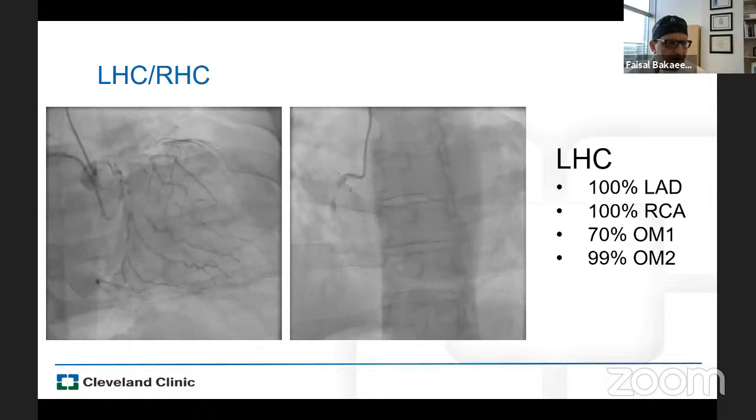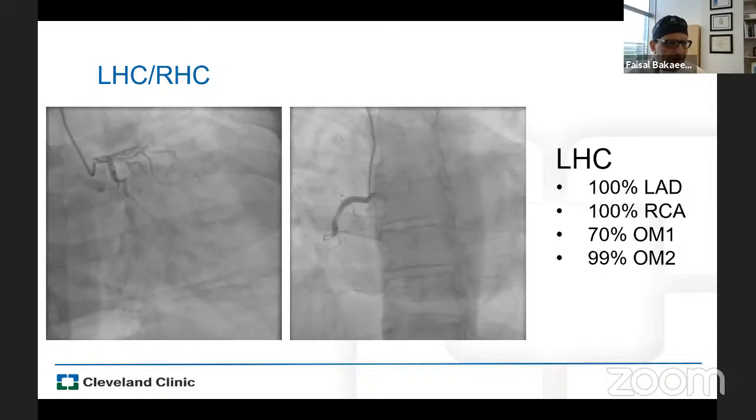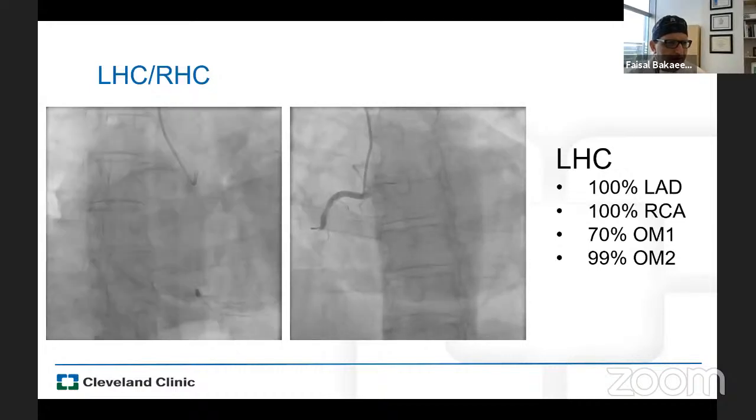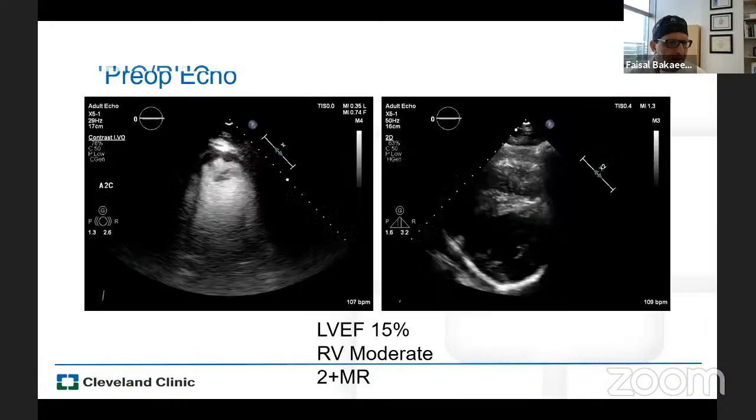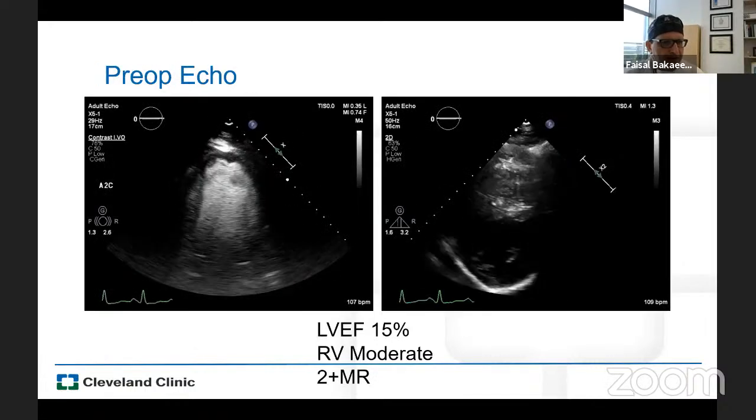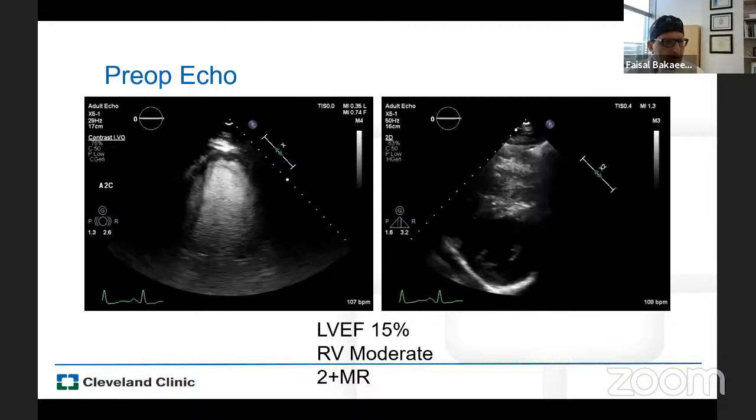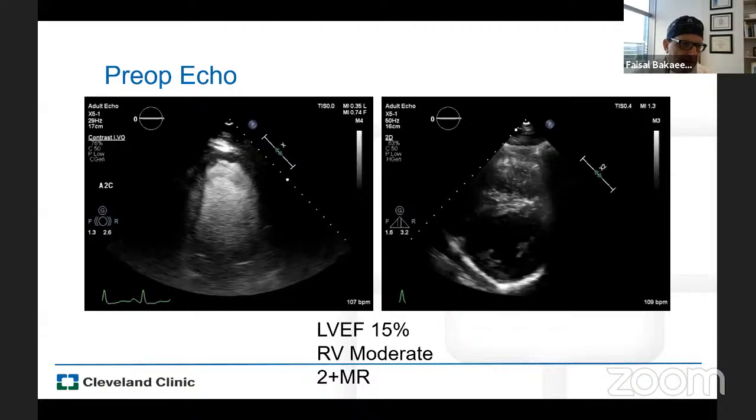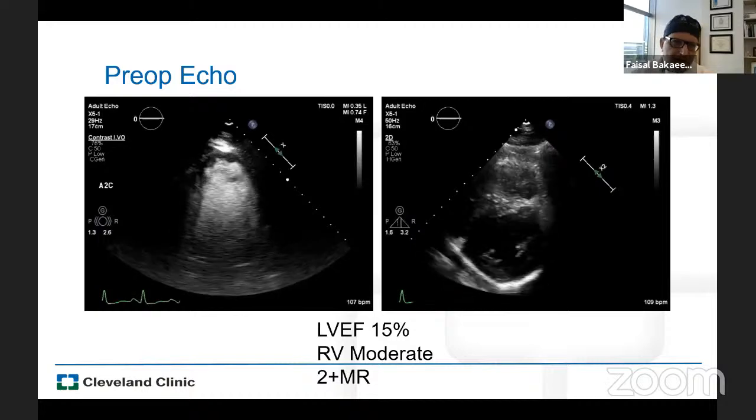And he's got targets. So some people will say refer somebody with a low EF like that. I think his EF was 15%. Refer him for transplant. Well, this guy, that's his EF, 15%. And he's also got moderate RV dysfunction. Well, we'd like to give those people like him a chance, because having a transplant or a mechanical assist device is not an easy undertaking. It's very expensive, but more importantly, it has a tremendous burden on the patient and their families.